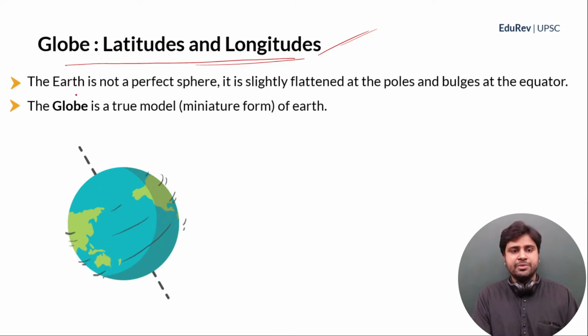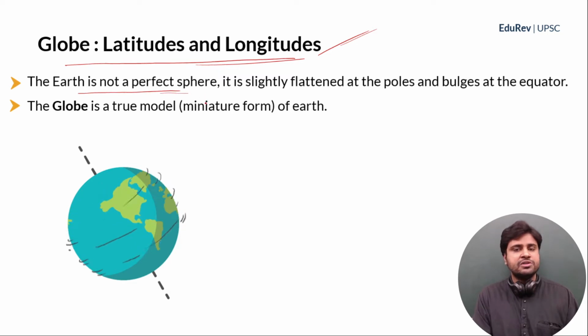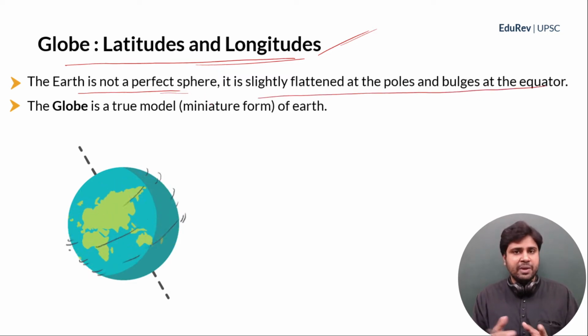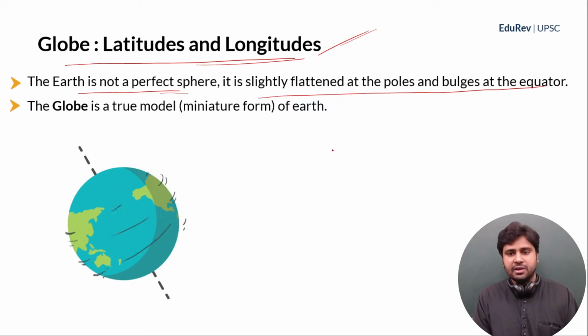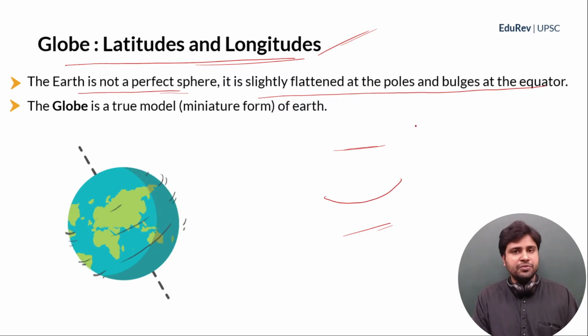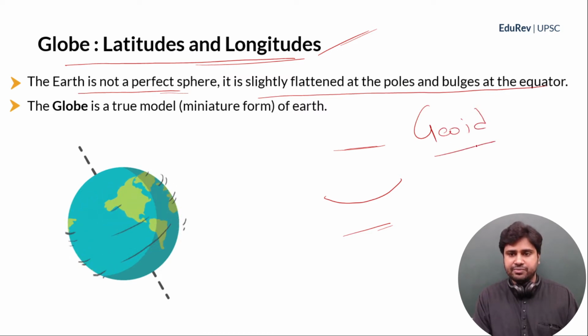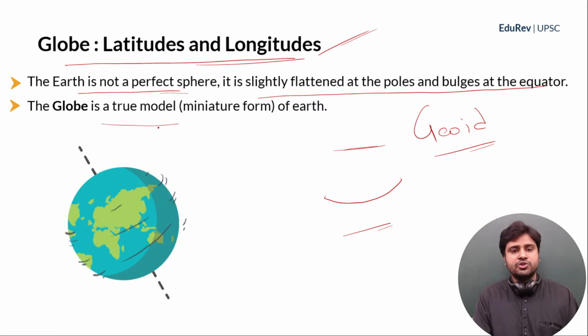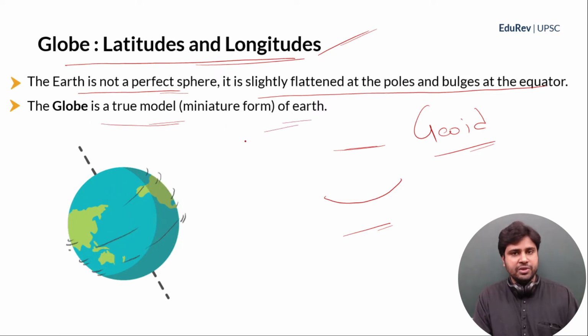Now in the previous chapter, we have studied that the Earth is not a perfect sphere. It is slightly flattened at the poles and it bulges at the equator. So the shape of the Earth is not a perfect sphere. The shape of the Earth is geoid. Clear? Now, the globe is a true model, a miniature form of the Earth.